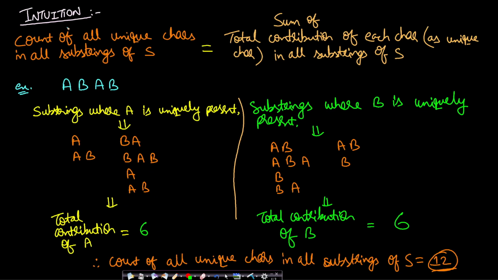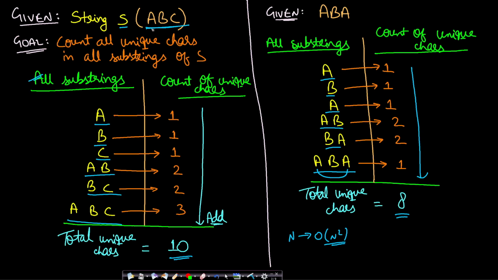Now the intuition for solving this problem is that the count of all the unique characters in all substrings of S is equal to the sum of the total contribution of each character as a unique character in all the substrings of S. If you look at our previous example, how many unique characters did we have? We had 3 unique characters A, B, C. Now each character's contribution can be added in order to get the total unique character contribution. Let's see that with an example.